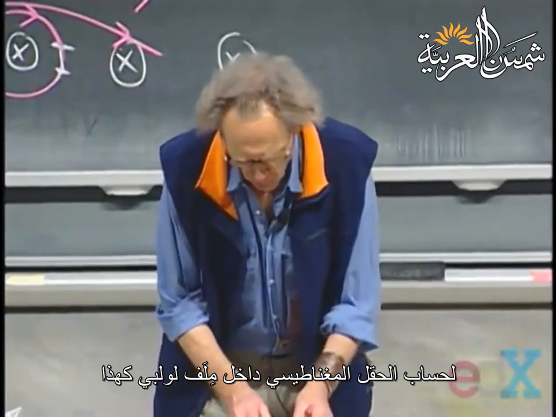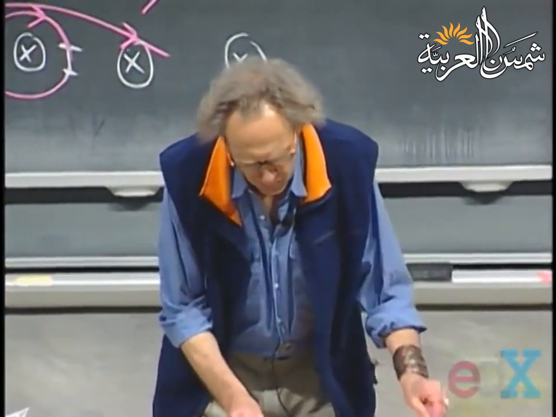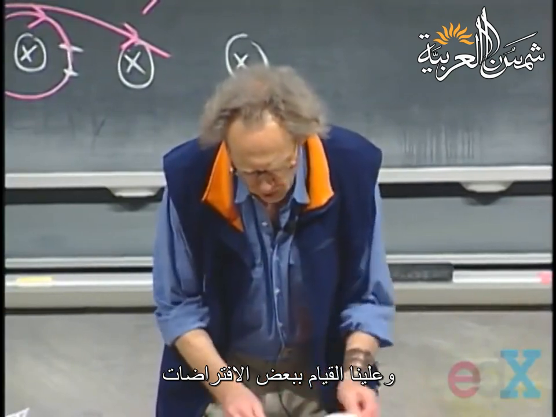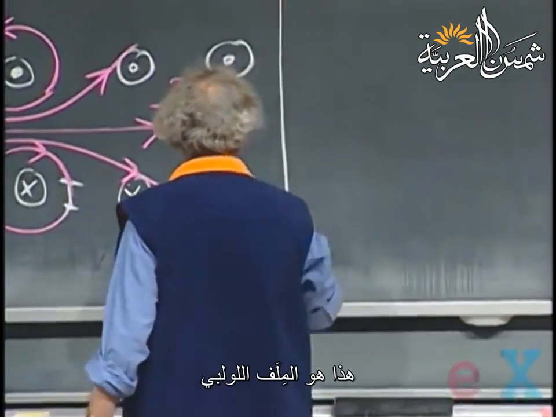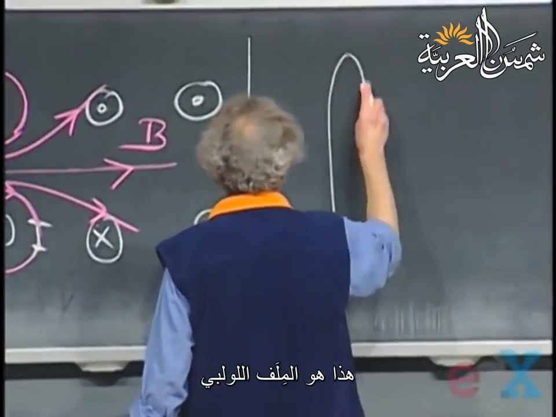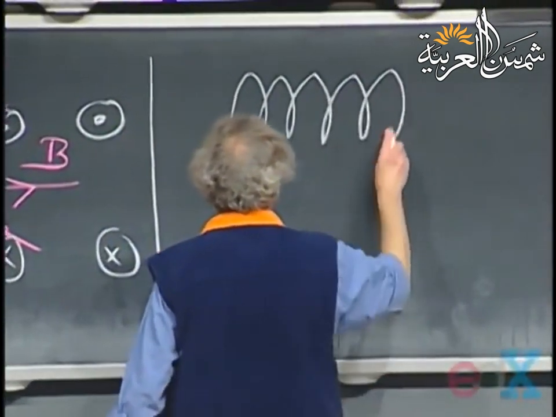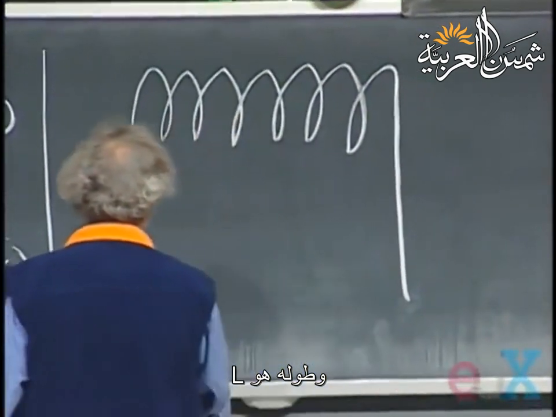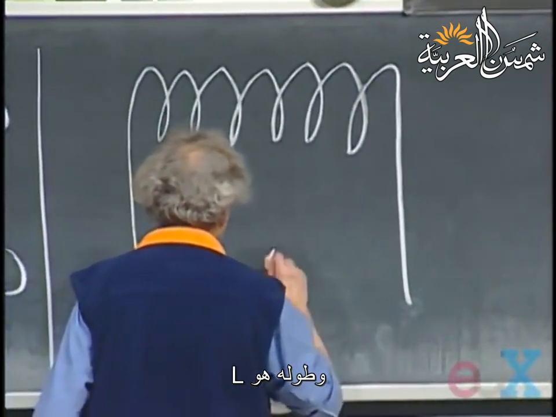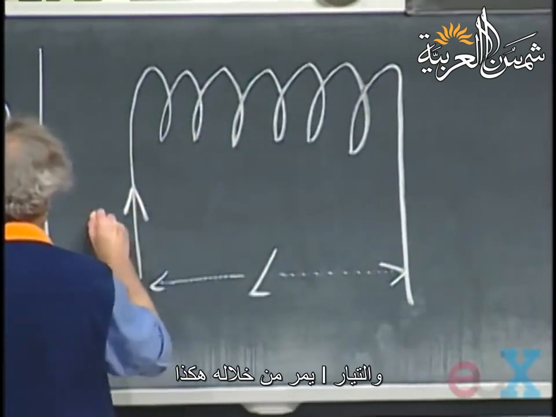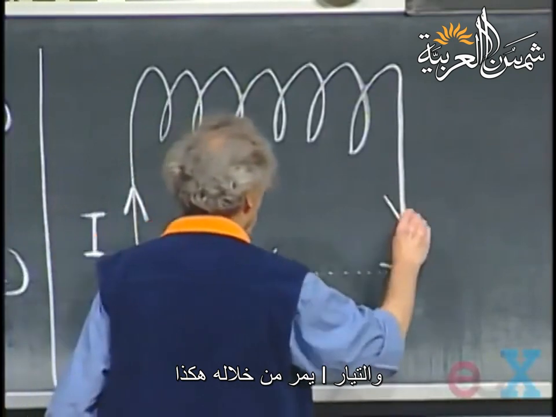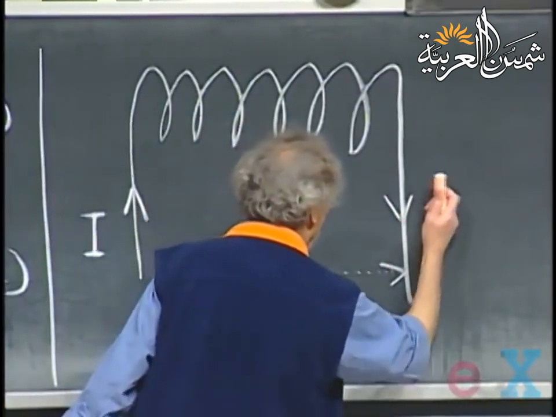And now I would like to calculate with you, using Ampere's law, what that magnetic field inside such a solenoid would be. And we have to make a few assumptions. Let this be my solenoid, and the length of the solenoid is capital L. A current I is going through like so, I.